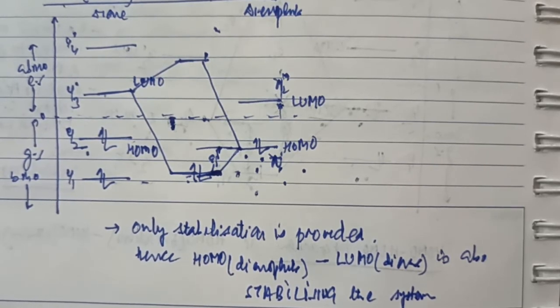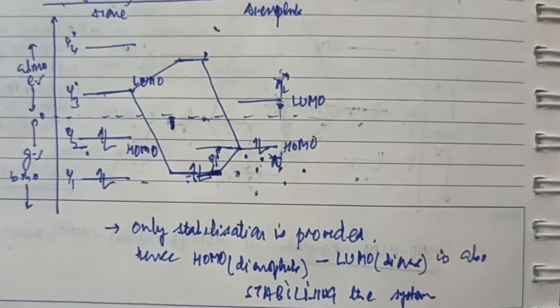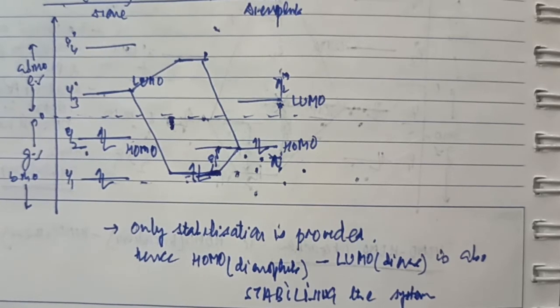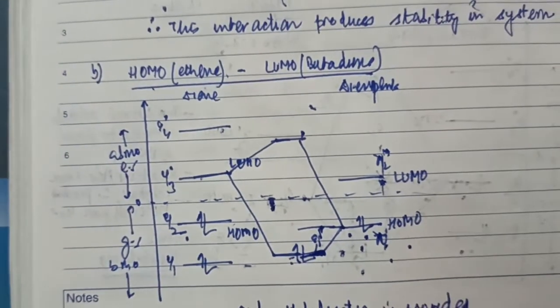So the FMO approach is simple. Consider only the interactions between the orbitals of the reactant systems which actually produce stability to the system. There is no point in considering all the interactions. Since it is the HOMO of one with the LUMO of the other, take the HOMO of the first reactant and interact with the LUMO of the second, or vice versa, take the LUMO of the first and the HOMO of the second reactant. It does not matter. The only thing is that stability will be provided in both cases.